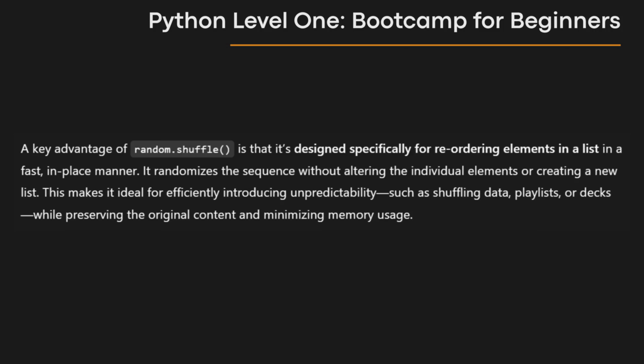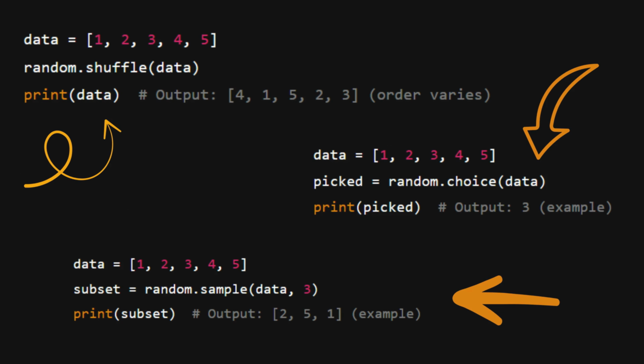Let's again just compare this to our other random functions. The key advantage of random.shuffle is that it's designed specifically for reordering, making it the most efficient choice when you want to randomize a complete sequence. If you learn these things and remember these things, it'll make it quick and easy for you to make the decisions when you're developing solutions as to which one to use.